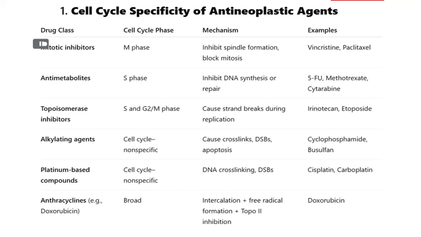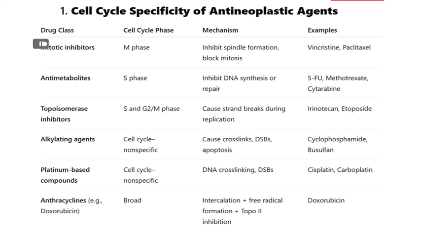Yes, your assumption is generally correct, and it's an important principle in the therapeutic index and toxicity profile of anti-cancer drugs. Let's break it down based on cell cycle specificity, mechanism of action, and off-target toxicity.